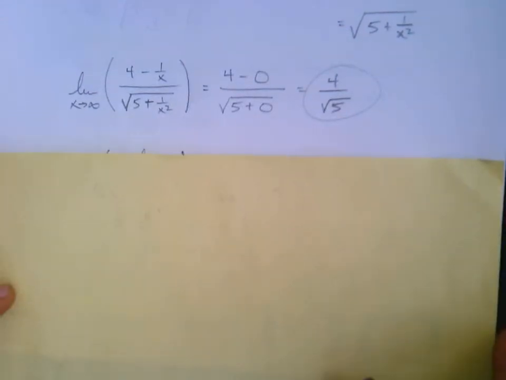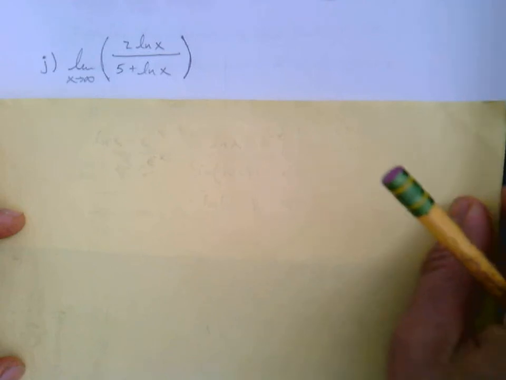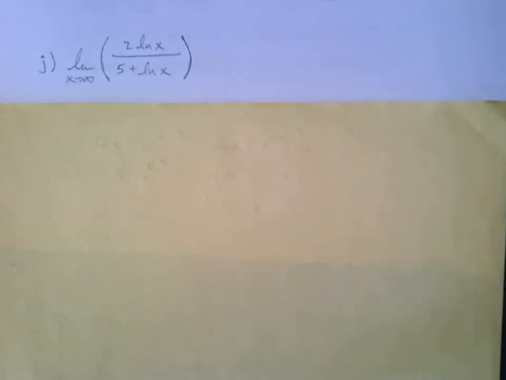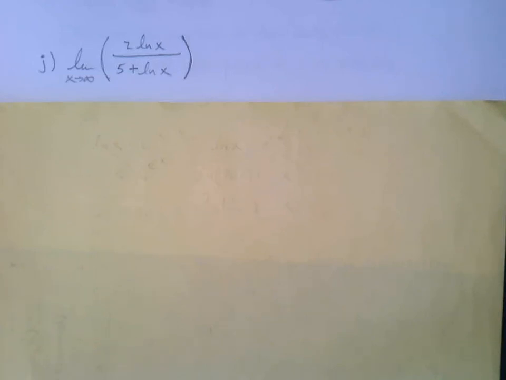We got one last example here. Part J, oh my goodness. Okay. We've got some natural logs involved. It's the limit of 2 natural log x over 5 plus natural log x as x approaches infinity. Well, believe it or not, we are going to approach it in the same way we've done the last couple of problems. Here, though, we don't have powers of x, but we're still going to divide each of these 3 terms by the same thing.